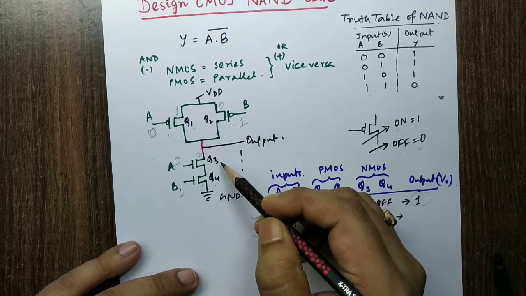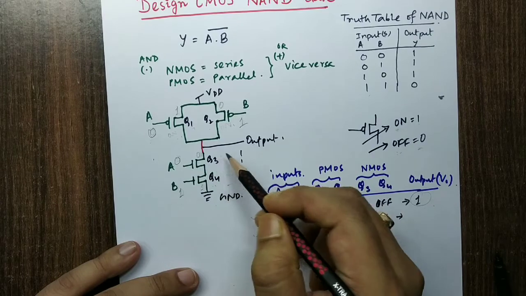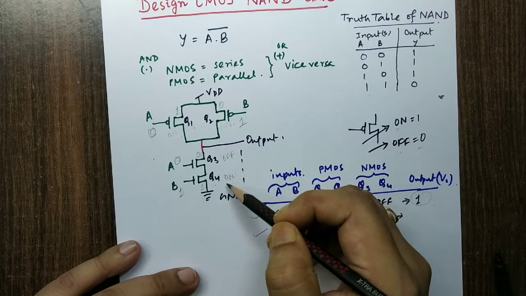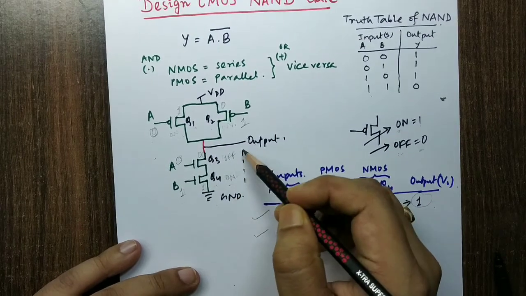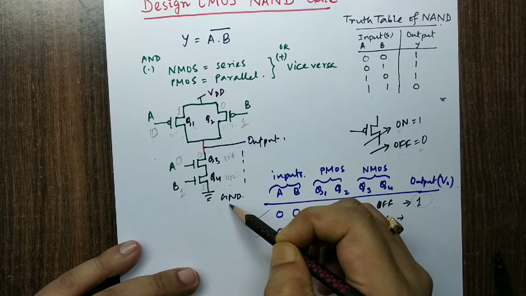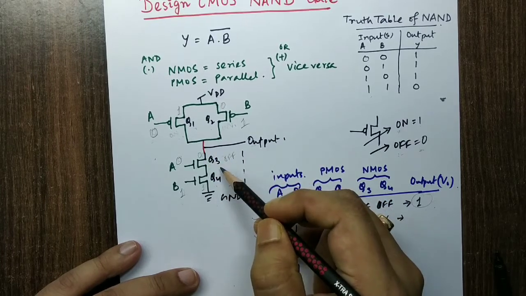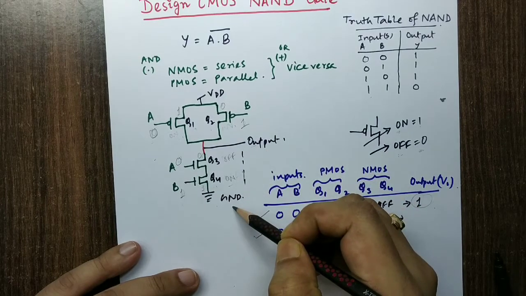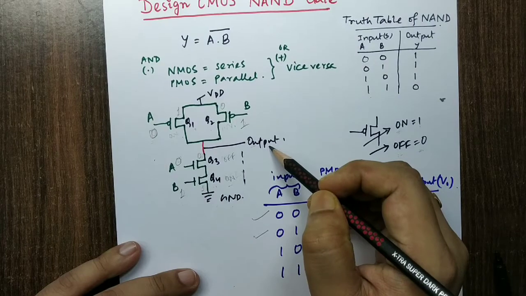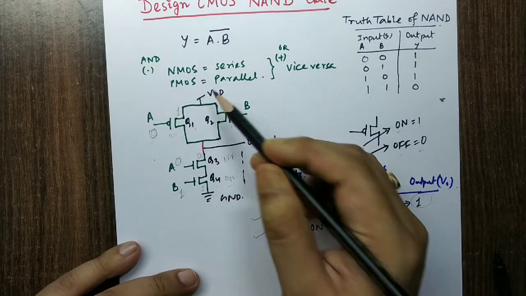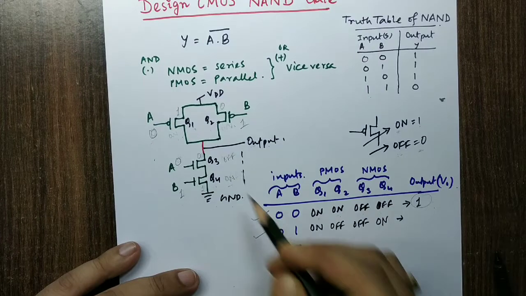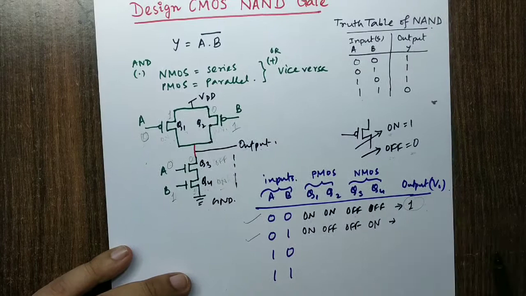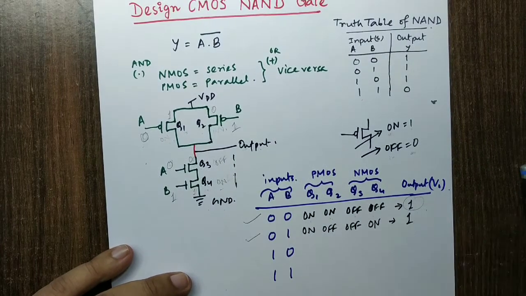Whereas if you see in the pull down network, since Q3 gets off, although Q4 is on, it doesn't make a direct connection. That means the output is discontinued with ground, right? Because Q3 is off but Q4 is on. So ultimately the output is having no connection with ground, but the output is simultaneously having which connection? Supply voltage connection. Through which path? This path, right? For the second case. So let me put the value of output: whatever the value is there in VDD, the output will be 1.